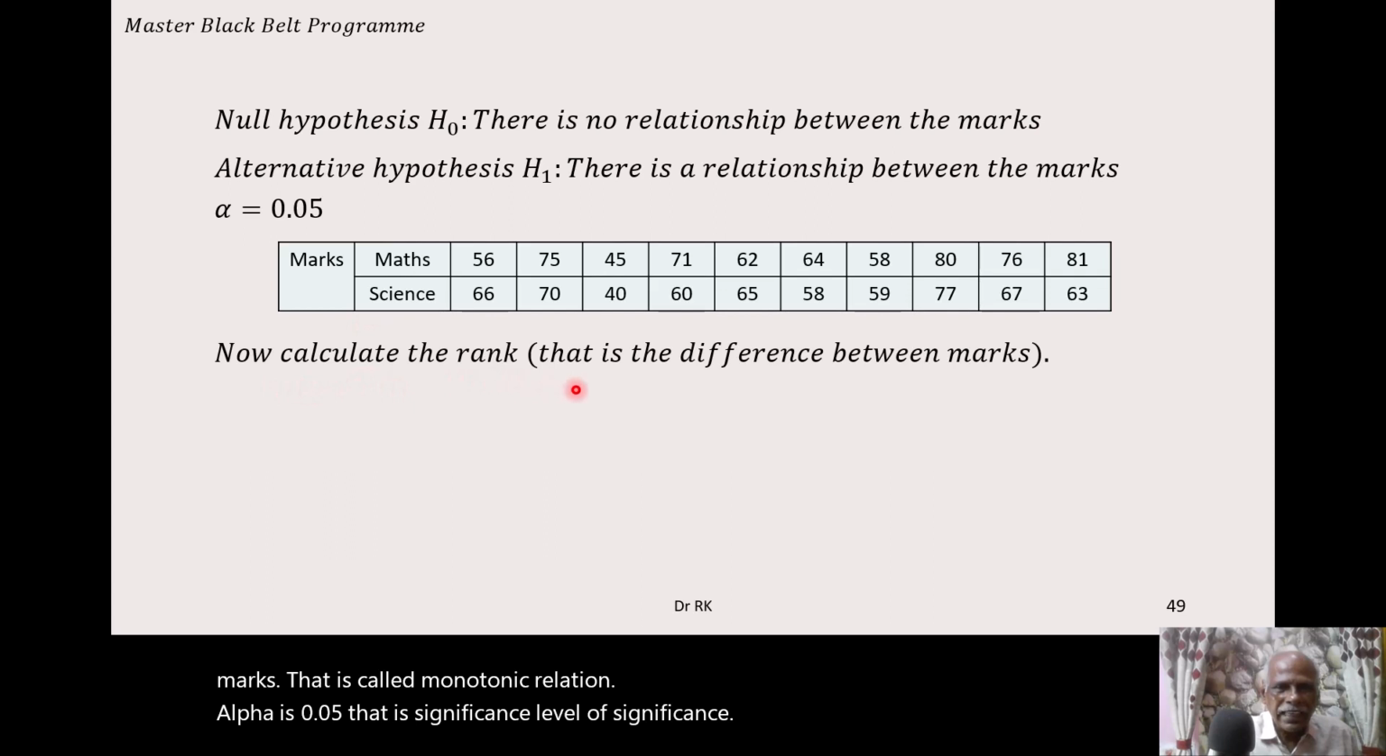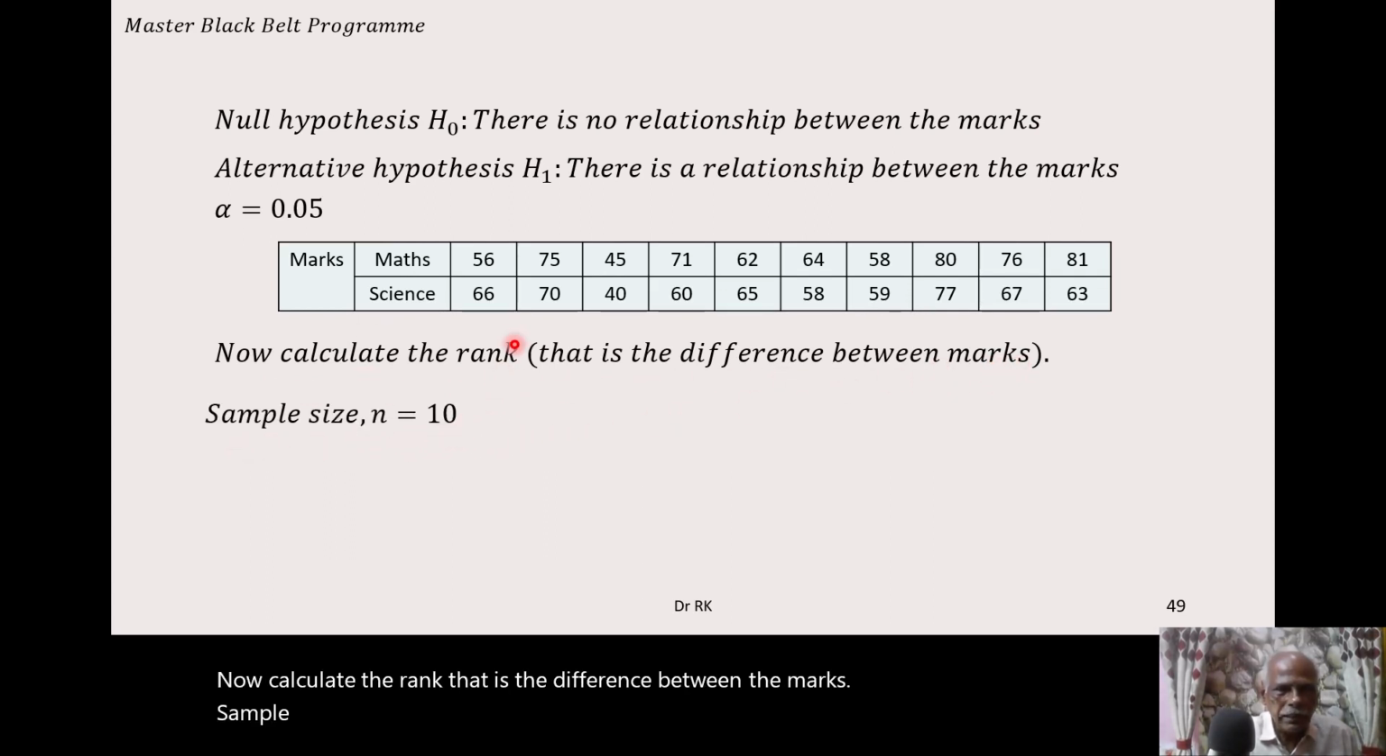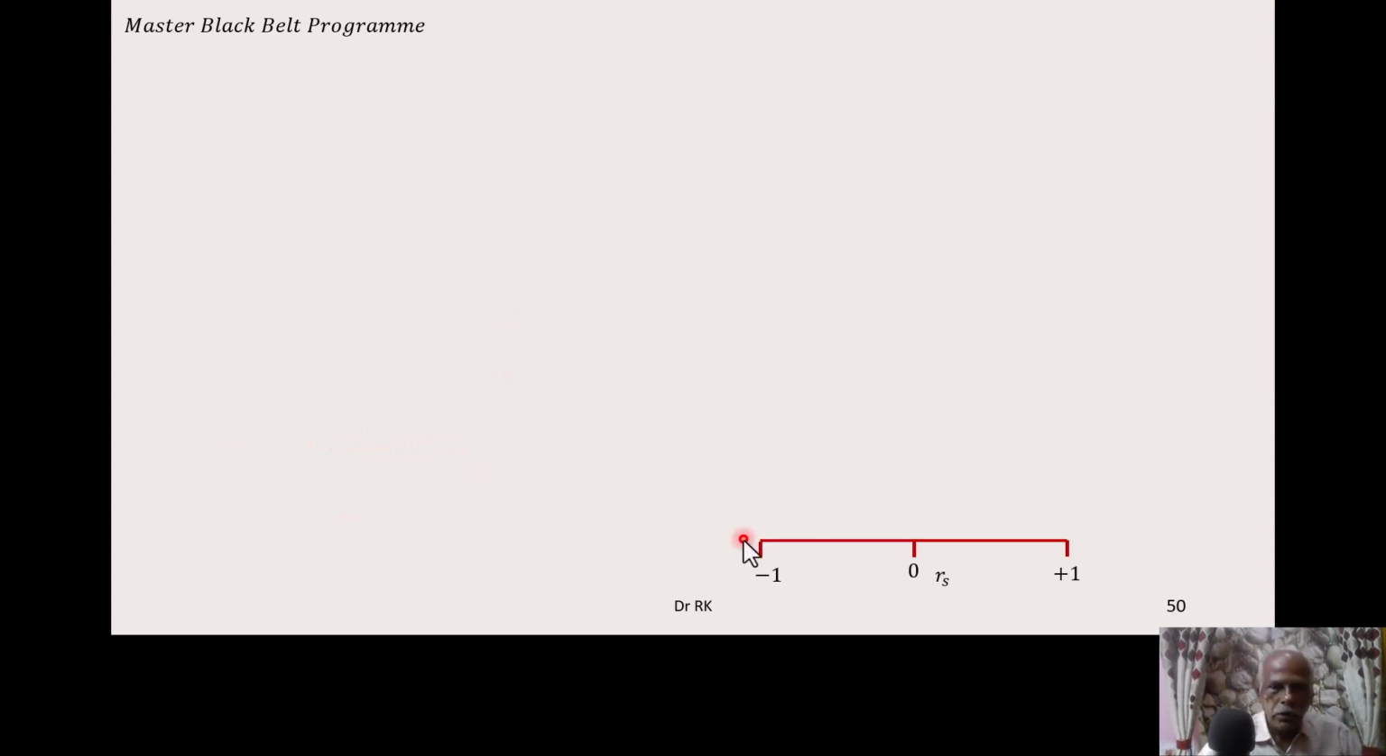Now calculate the rank, that is the difference between the ranks of the marks. Sample size n is equal to 10 because we have 10 data points. This is the visualization of the correlation coefficient. If it is 0, there is no correlation. If it is towards -1, it is a negative relation. If it is towards positive 1, then it is a positive correlation.